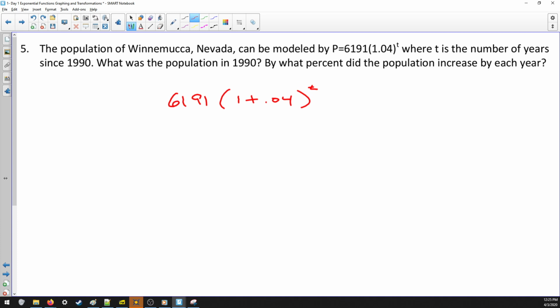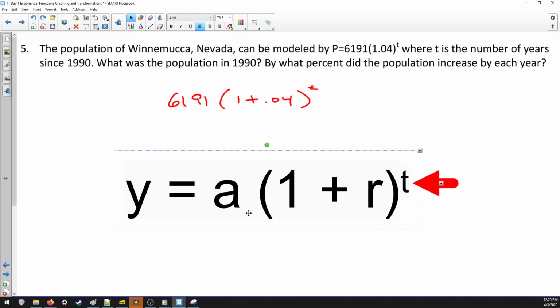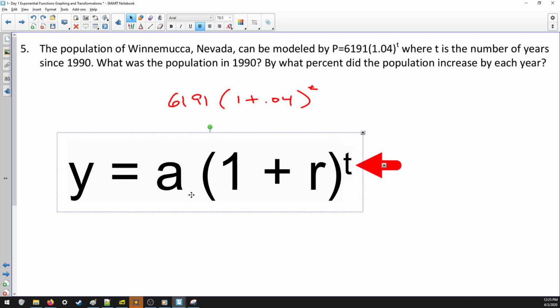And so if I combine these, I'm actually just going to grab this and pull it right in with my set. If I combine what we just did with this thing, you can see how it lines up. Let me see if I can line it up. It's something like that. So the 6191 represents A, which is the starting value.